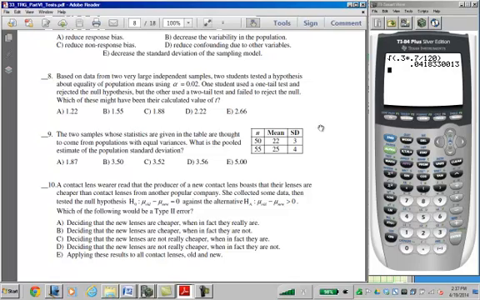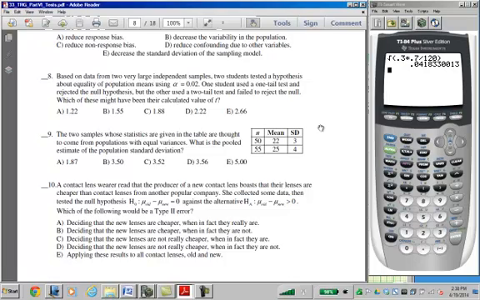C, they're asking us type 2. Deciding the new lenses are not really cheaper when in fact they are, that's a type 2. Failure to reject the null when the null is false is a type 2 error. You can only make a type 2 error when the null is false. Deciding the new lenses are not really cheaper when in fact they are not, that is not an error. Applying these results to all contact lenses, old and new, I'm not sure what that means, but it certainly is not a type 2 error. So C is a type 2 error.